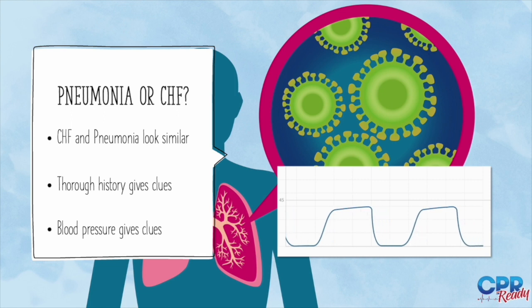So let me ask you a question. If capno can't necessarily differentiate between CHF and pneumonia, how can you tell the difference? Now, the truth is there's no single diagnostic tool that's going to replace a good history and physical. The key to differentiating CHF from pneumonia is your overall assessment. If the patient has a history consistent with a lung infection, so they have fever, productive cough, especially if they have kind of nasty looking sputum, like that dark green sputum, then it's probably pneumonia.